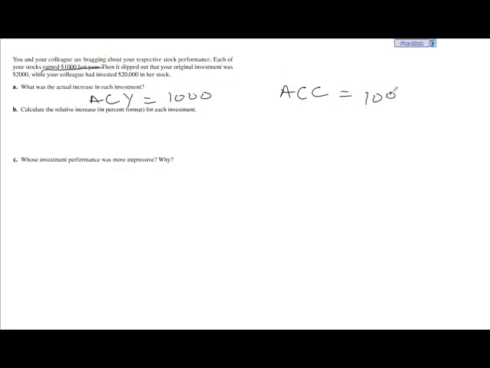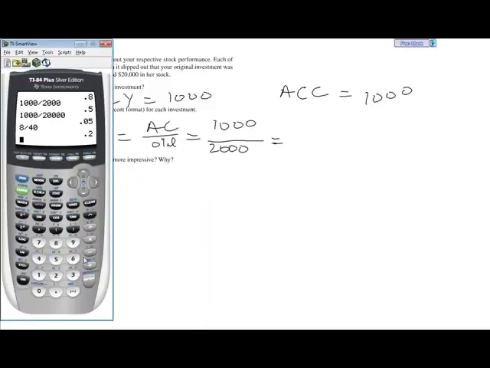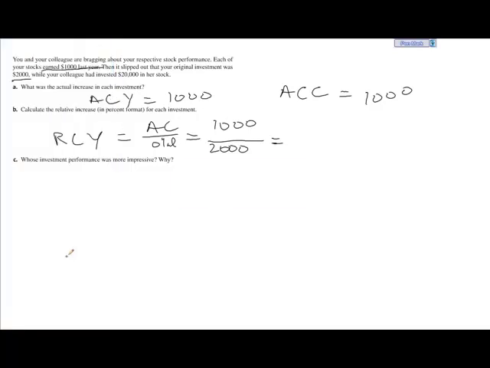Well, we're told that you both earned $1,000 last year. So there's our actual change. That's how much it grew by. We want to calculate the relative change for each investment. So the relative change for you is going to be your actual change divided by your old. Well, your actual change was a growth of 1,000. What was your old amount? Well, you originally invested 2,000. So 1,000 divided by 2,000, if you do that in your calculator, is going to be 0.5.